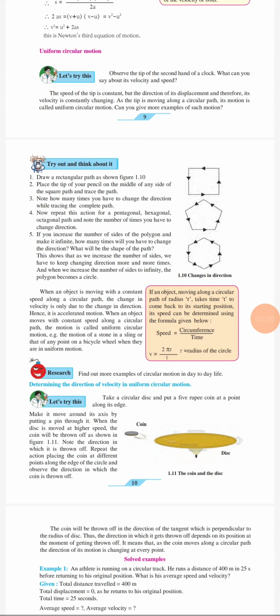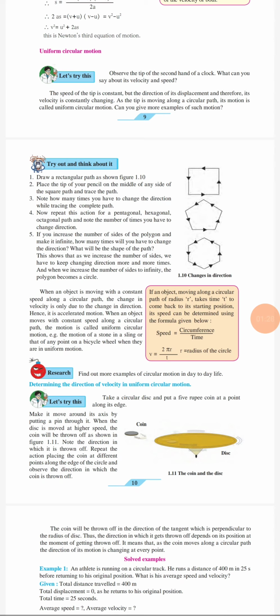A thing that is rotating around a circle with uniform speed, we call that uniform circular motion. It means the speed is constant in this case, and whatever the object is, it takes a rotation in a circular manner.